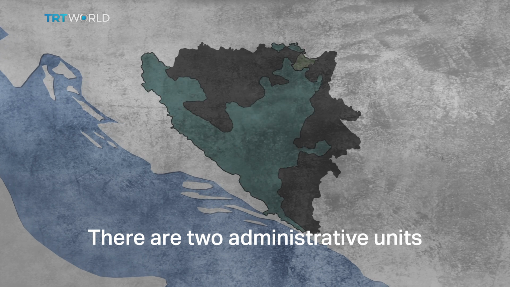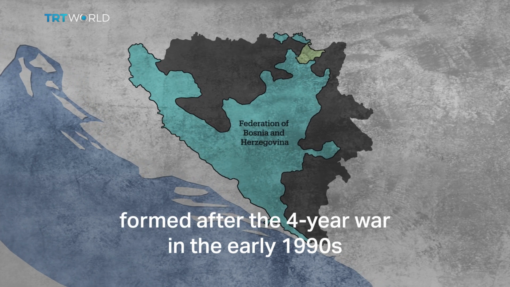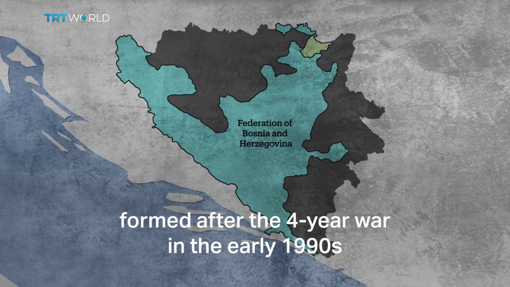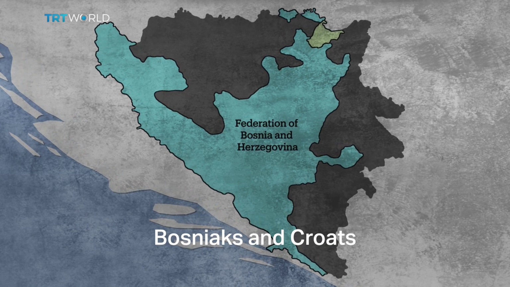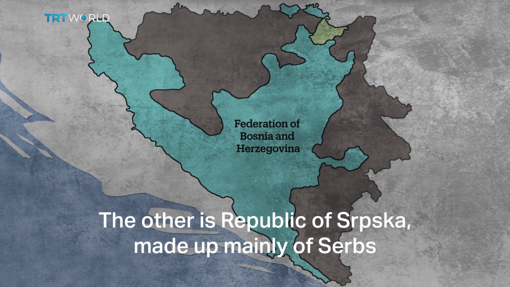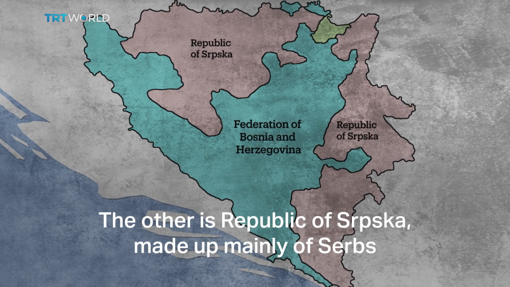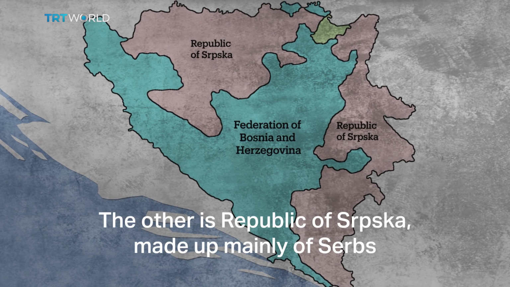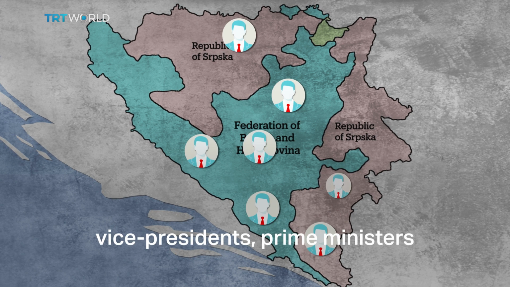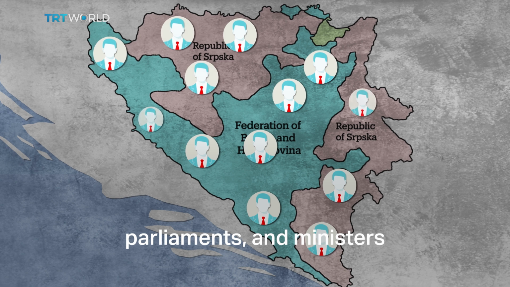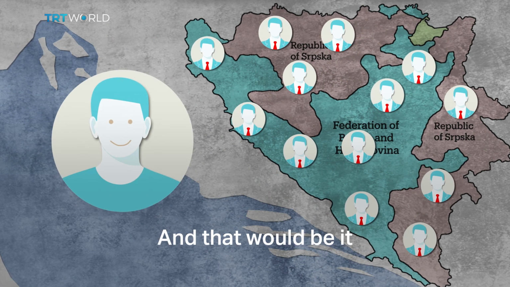There are 2 administrative units formed after the 4-year war in the early 1990s. One is called the Federation of Bosnia and Herzegovina, made up mainly of Bosniaks and Croats. The other is Republic of Srebrenica, made up mainly of Serbs. Each entity has their own presidents, vice presidents, prime ministers, parliaments, and ministers. And that would be it.